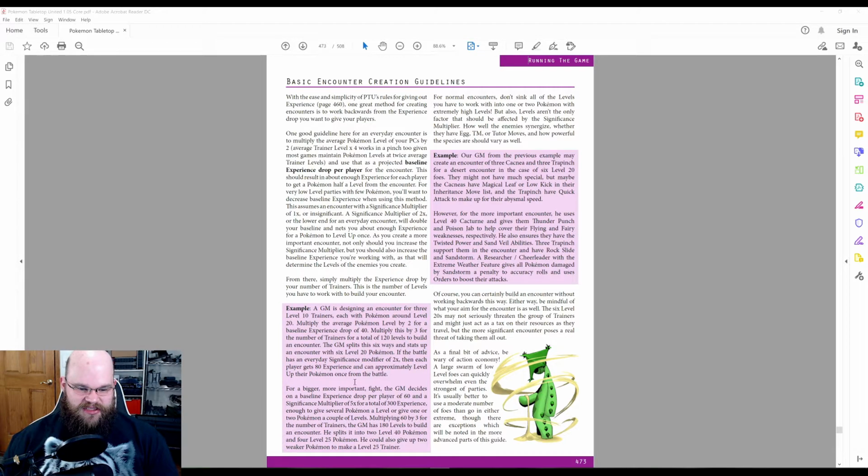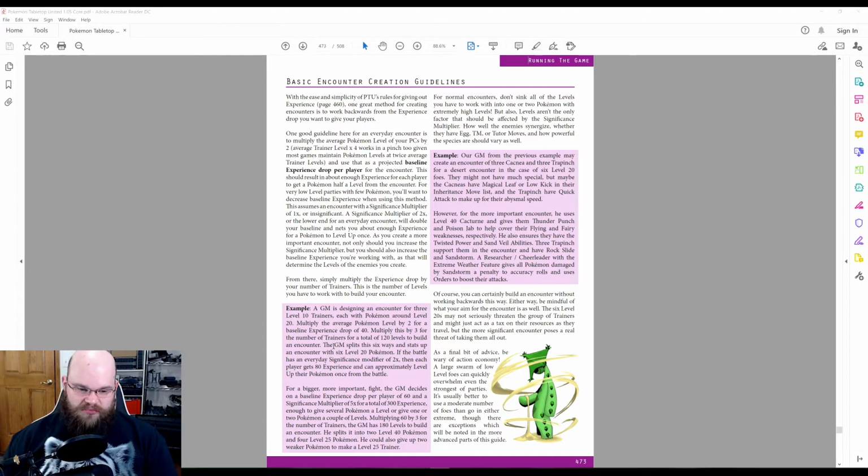Now, what it also says here, in these purple boxes are some examples. So let's just go ahead and read through this first example here, just so we all understand it together. So a GM, say as myself, is designing an encounter for 3 level 10 trainers, each with Pokemon around level 20. I multiplied the average by 2 for an experience drop of 40. Because 20, 20, 20 divided by 3 is 20. You double it to 40. And then we're going to multiply this by 3 for the number of trainers. This gives us a total of 120 levels to build an encounter with.